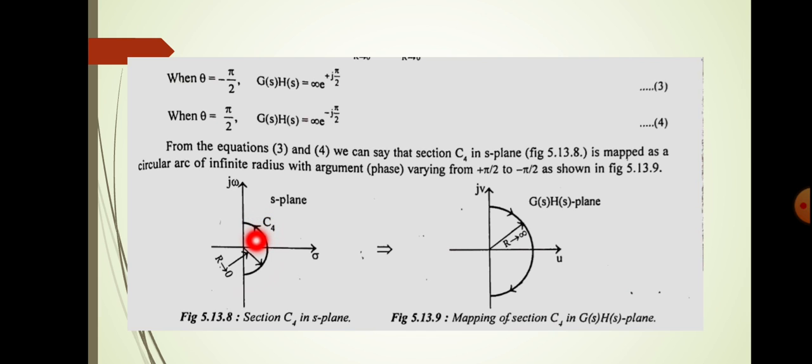So we should remember that when we are drawing the corresponding Nyquist plot in the G of S and H of S plane, the Nyquist plot will go in the clockwise direction. We don't know whether it is a full circle or a semicircle, and that will be determined from this argument term. Here when theta equal to minus pi by 2, the value will be equal to plus pi by 2. When theta equal to plus pi by 2, value will be equal to minus pi by 2.